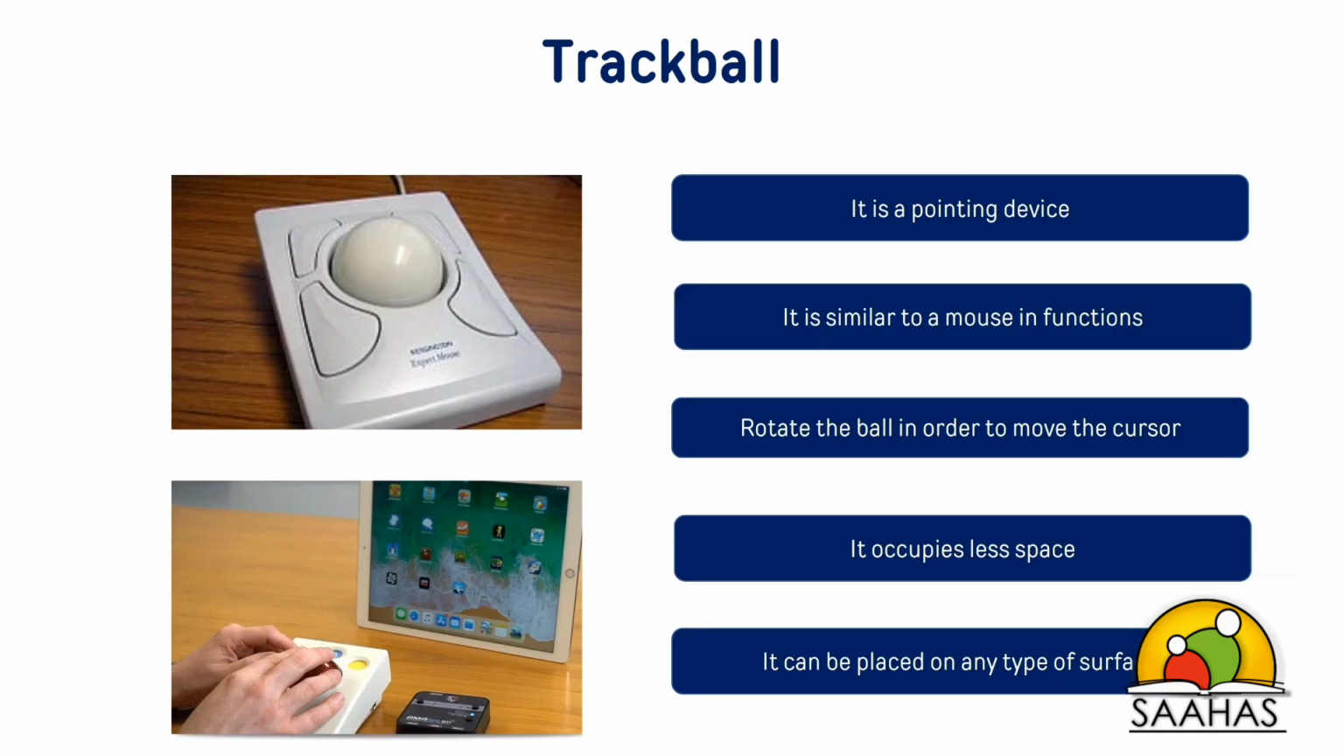Now let's talk about the trackball, a unique pointing device which is very similar to a mouse. Instead of moving the entire device, you just simply rotate the ball to move the cursor on the screen. So one major advantage of using this trackball is that it occupies less space and can be used on any type of surface. That makes it a versatile and space saving option for many users.